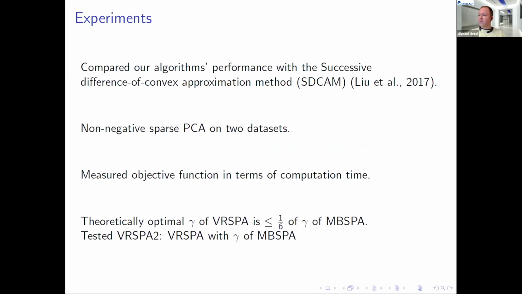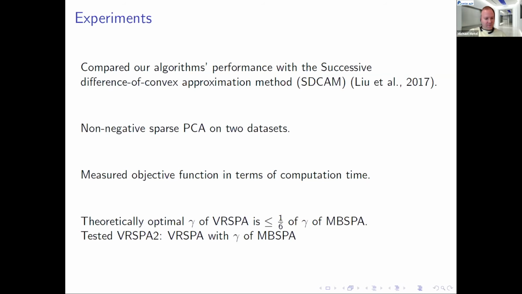And so we did some numerical experiments. We compared to a deterministic algorithm, SD-CAM. This problem was discussed in the previous paper, but it has asymptotic convergence results, and you can maybe tackle more general problems. But just as a proof of concept, we compare with this, and we did the negative PCA setting.